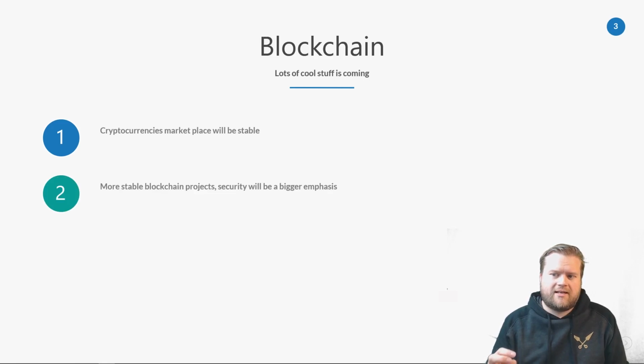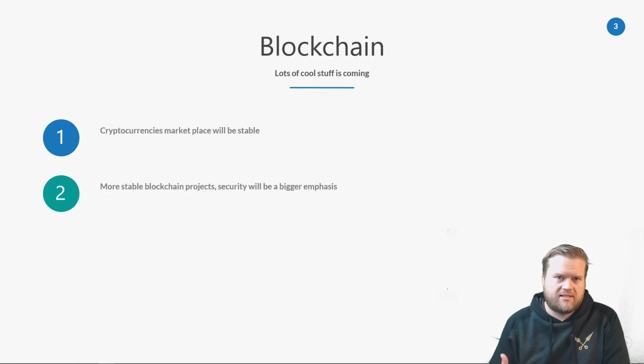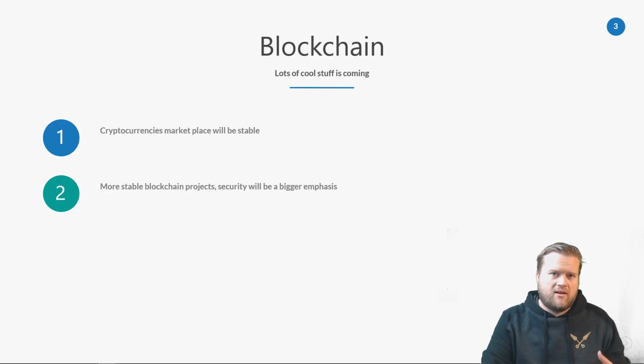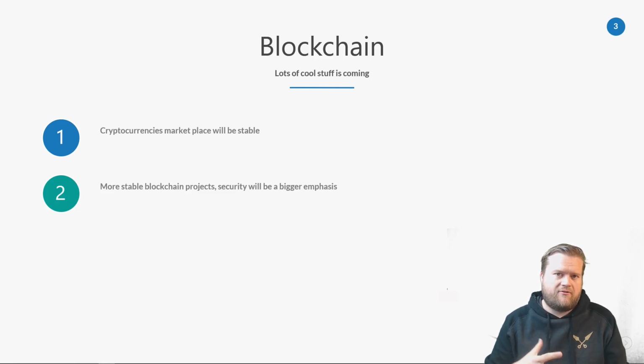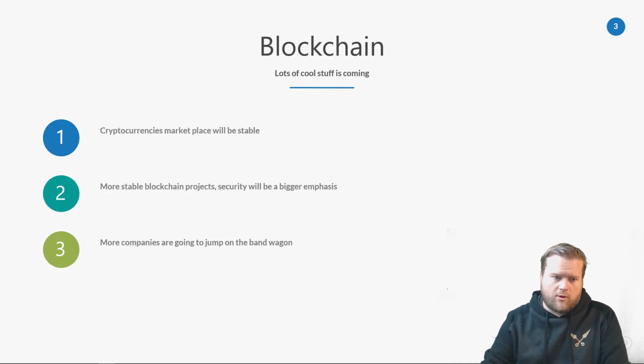I'm also thinking that we're going to start seeing more stable blockchain projects coming out. Security is going to be a bigger emphasis, so I want to keep an eye out for that. There are a lot of ICOs, initial coin offerings, and a lot of technologies that are looking at distribution and decentralization of information. I think we're going to keep a lookout on that and see how these technologies and these companies go forward in the future.